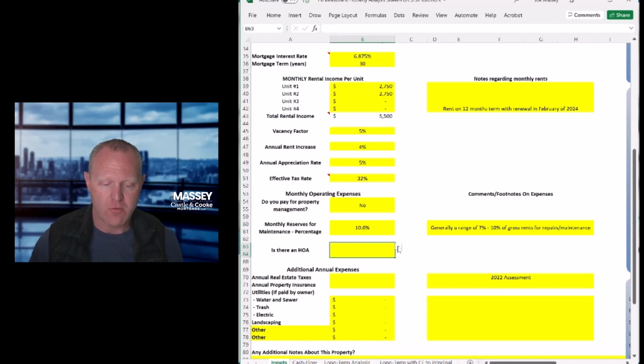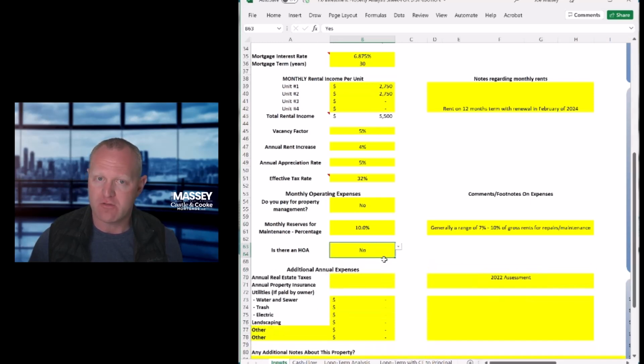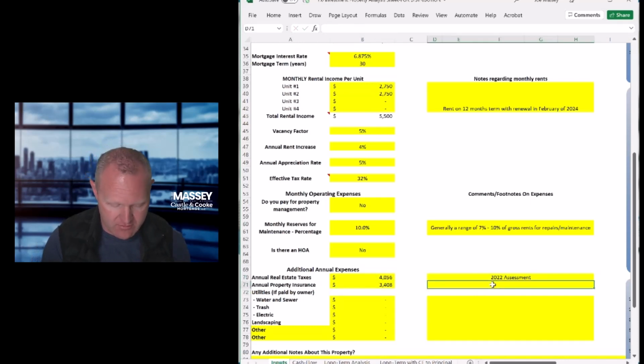Now, is there a homeowners association? If yes, you check that box, and then you would type in the monthly HOA dues. In this case, this is a duplex. There is not a homeowners association, so you choose no on this box, and it does not give you any expenses for the HOA. Now, additional expenses, real estate taxes. For this property, taxes were $4,056 per year, and insurance was $3,408 per year. And then you could put notes over here. This was the 2022 assessment, and maybe this was insurance with State Farm.